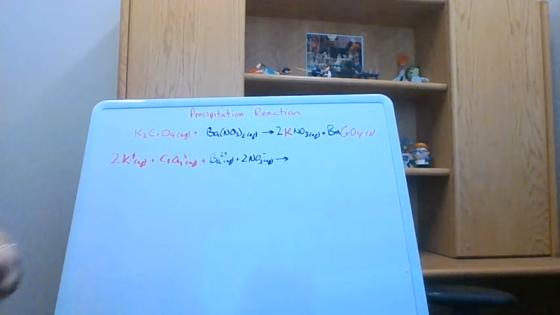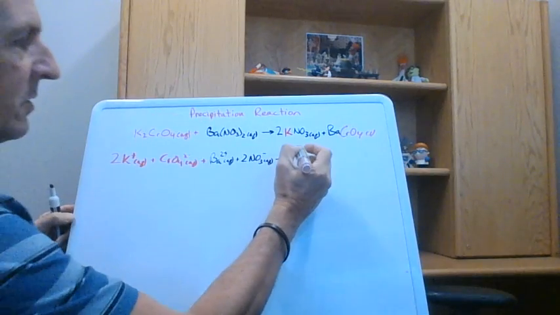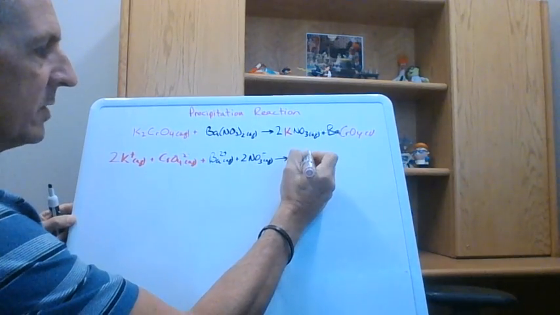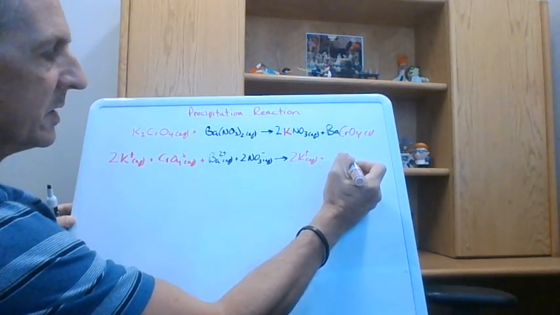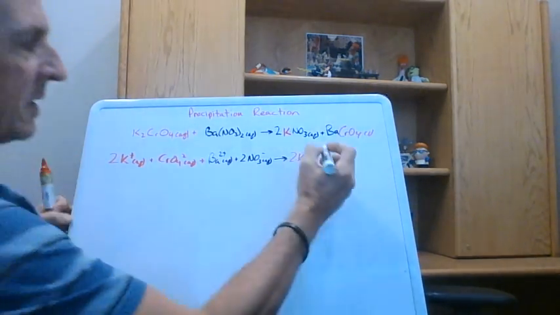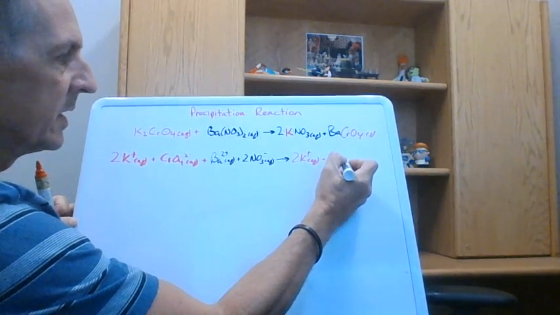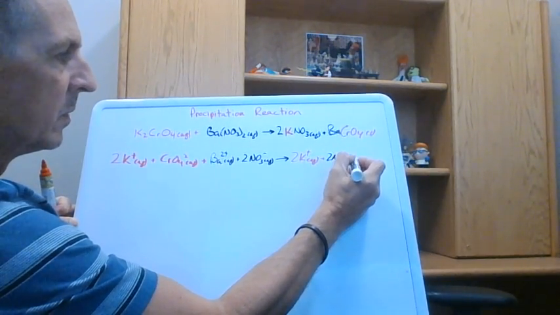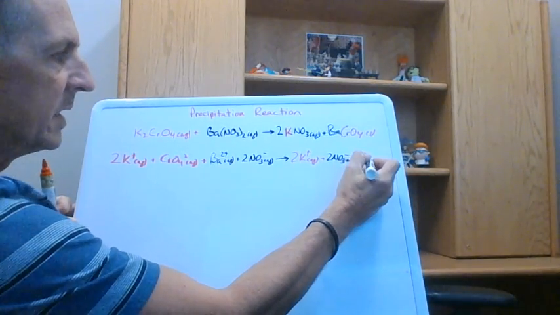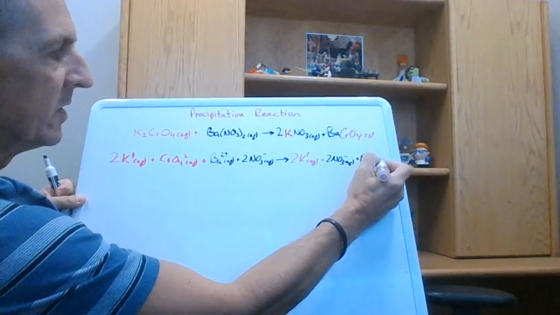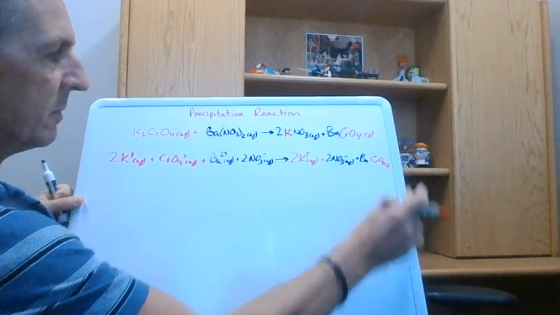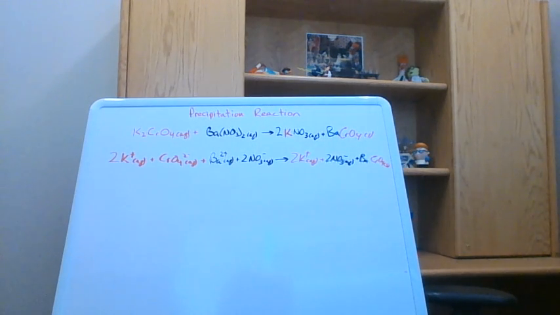It's going to form two potassium that are aqueous plus two nitrate ions. And then we have this BaCrO4 that's going to be a solid. All right. And so that's what we would have floating around inside of our mixture there.